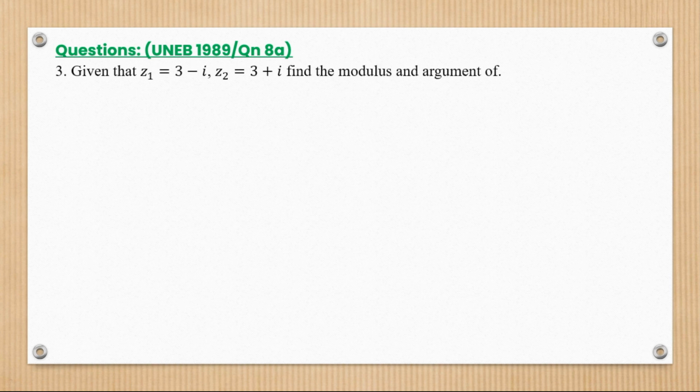So let's look at an example from UNEB 1989, and this was question 8a. So given that z1 is equal to 3 minus i, z2 is equal to 3 plus i, find the modulus and argument of z1 squared times z2 squared. And then number 2 was z2 over z1. Alright, so how do we solve this? Let's first deal with part 1. We have z1 squared times z2 squared.